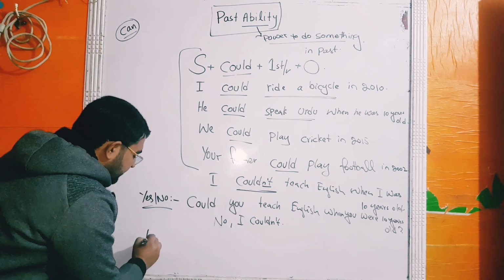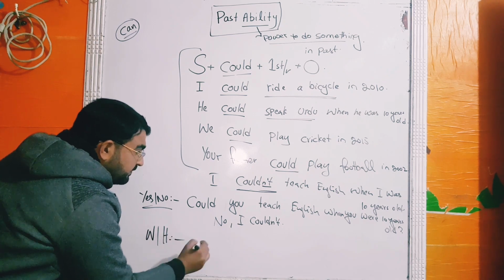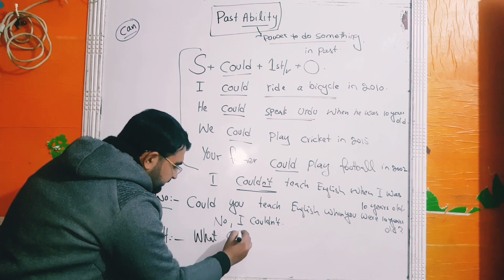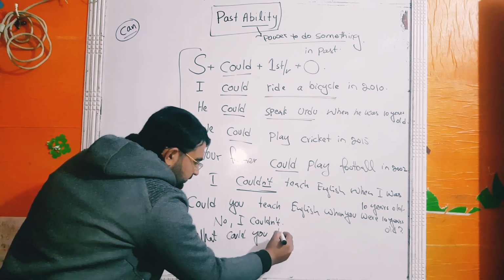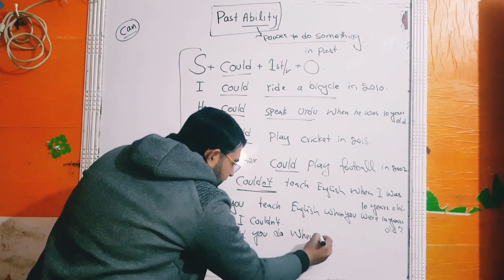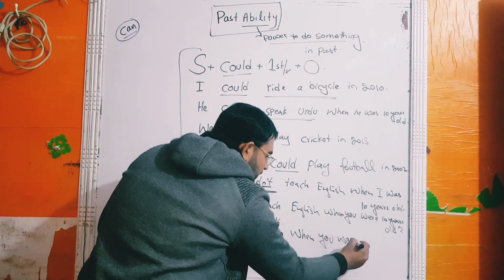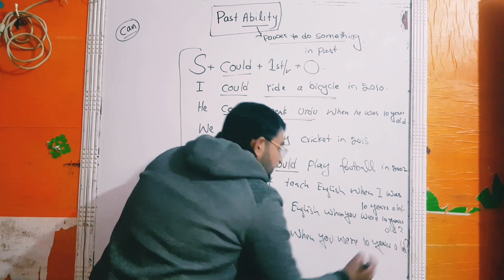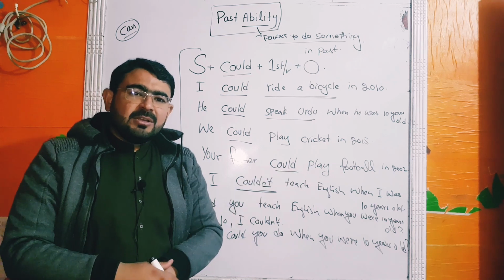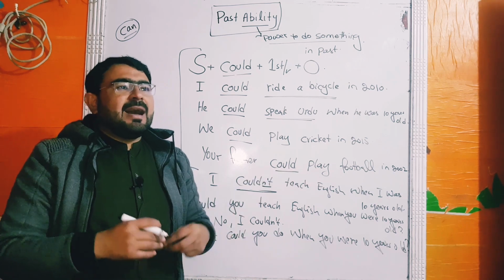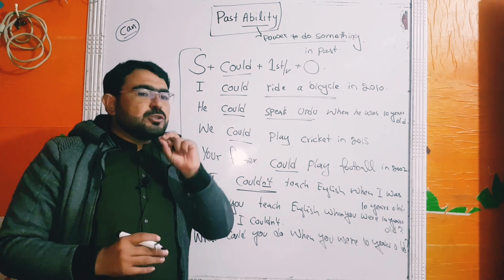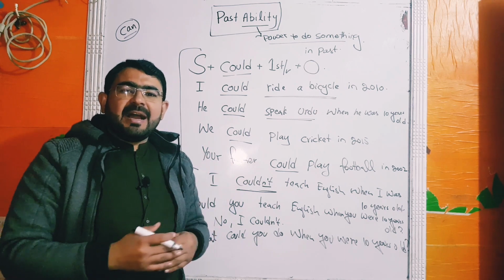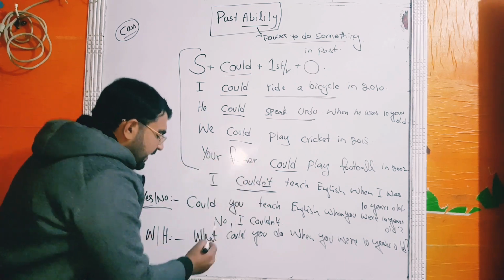So I can ask another question now. If you could not teach English, what could you do when you were 10 years old? What could you do when you were 10 years old? So you can answer like this. Sir, I could ride a bicycle. I could speak Urdu. I could speak Pashto. I could walk. I could go to school.